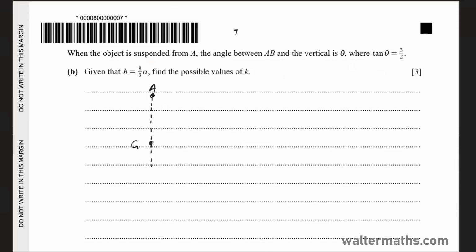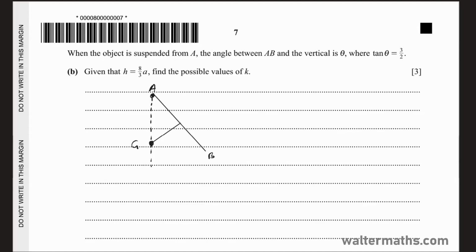Now we also have the side AB. So AB is maybe like this. And if we draw a line here, we should touch the midpoint perpendicularly. So let me do that properly. So this is basically the situation we have: AB and G, which is the center of mass of the object, vertically below A. So that is geometrically what we have.